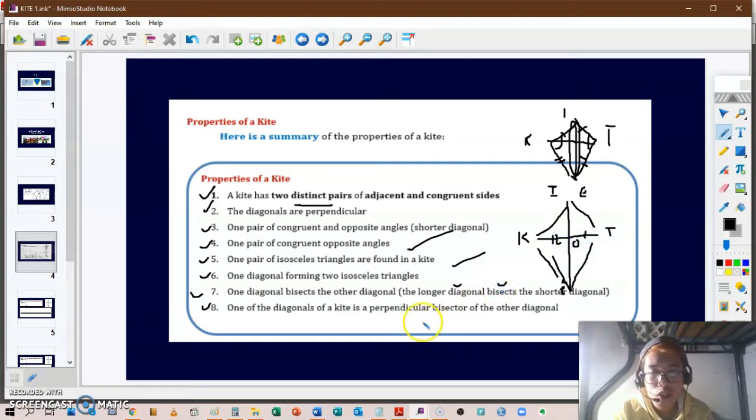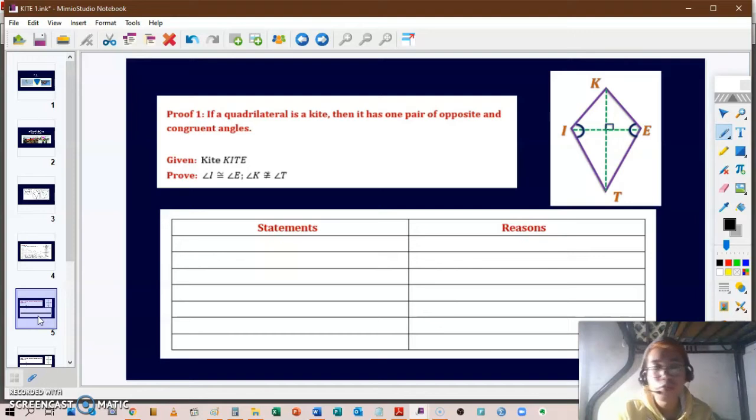And one of the diagonals of a kite is perpendicular, as we've said on number 2, the diagonals are perpendicular to each other. So therefore, one of the diagonals of a kite is a perpendicular bisector. So there you go. We've combined the concept of a bisector and a perpendicular of two pairs of perpendicular lines. Okay, so let's try to prove some theorems here.